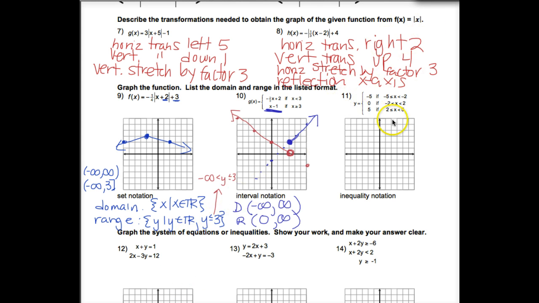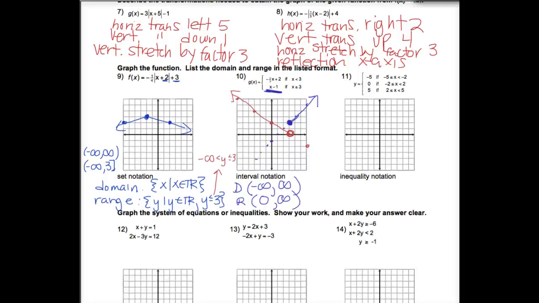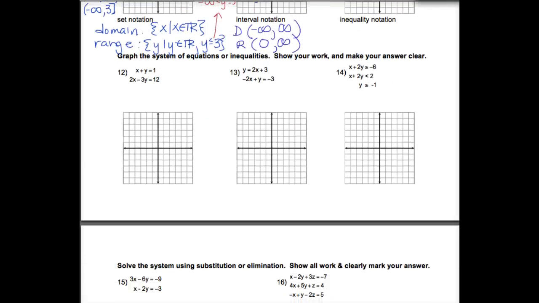Number 11 is a step function. So the only reminder I'm going to give you on step functions is that the pieces are all horizontal lines and they all have 2 breaking points. So make sure that you have all the open and closed circles that you're supposed to have, but these should be horizontal steps.